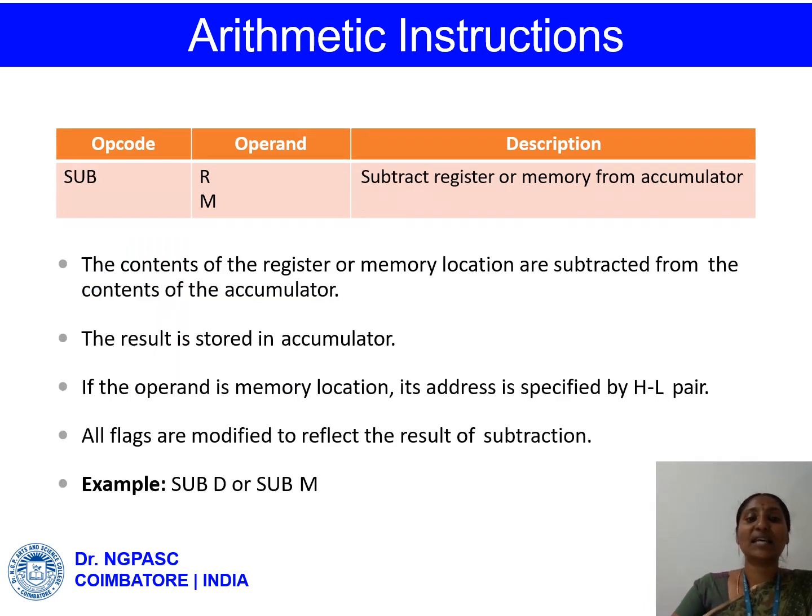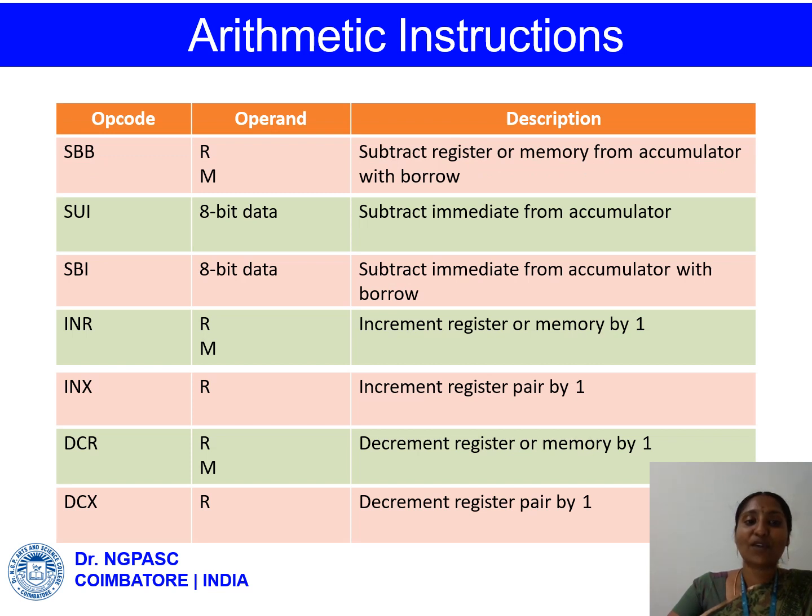Next, subtraction. Subtraction is the same operation as addition, but in reverse. So SUB D means the content in D is subtracted from the accumulator A and the result is stored in the accumulator. SBB is subtract register or memory from accumulator with borrow. SUI is subtract immediate from accumulator. SBI is subtract immediate from accumulator with borrow.